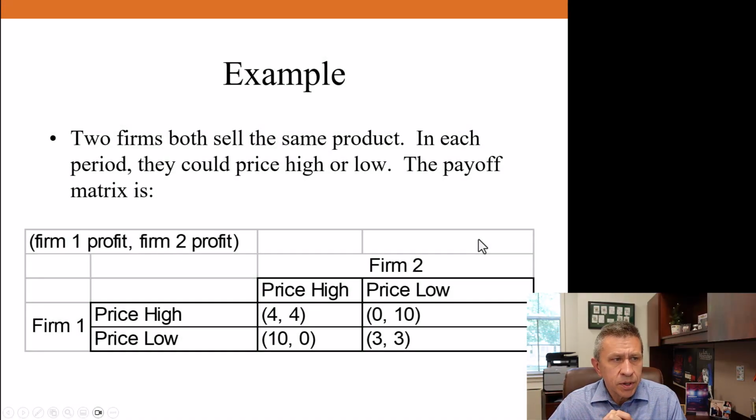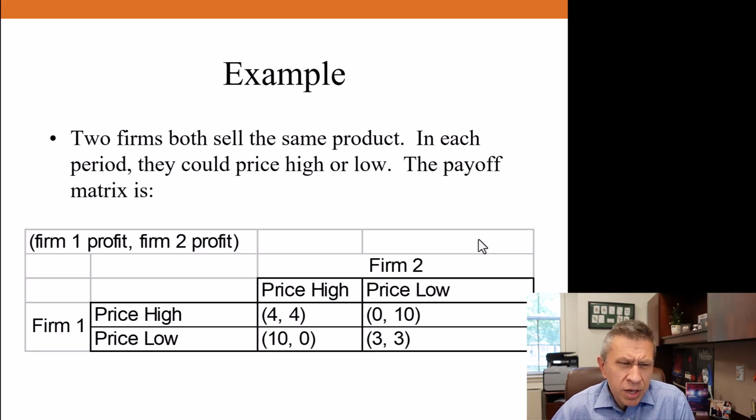Let's go to an example of how we solve an indefinitely repeated game. Let's go through a quick example. Two firms both sell the same product. They could price high or price low. For firms, colluding on prices is illegal, at least in the US and most places, but maybe it's happening implicitly. Whatever, we'll assume that this is a game that's going on.